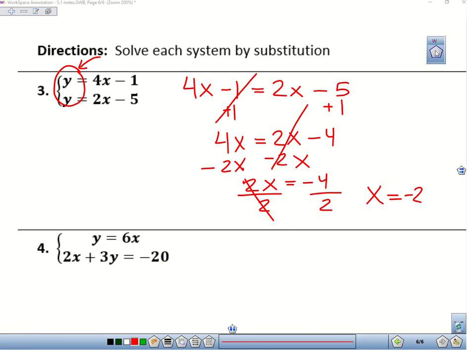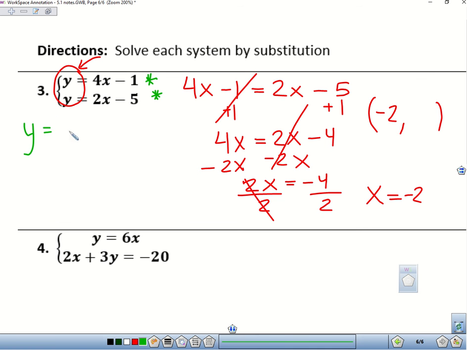Negative 2. So the answer to your system is going to be negative 2 comma something. Now, how do you find the other coordinate? Well, you take the negative 2 and plug it back into one of the original equations. So you get to pick which one you want to do. You want to do the first one or the second? First. We're going to plug into the first.